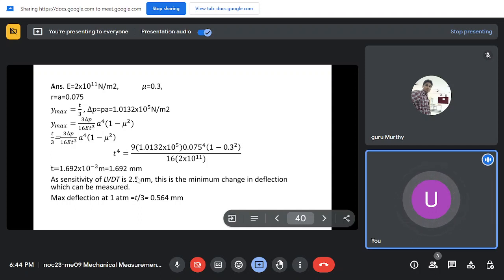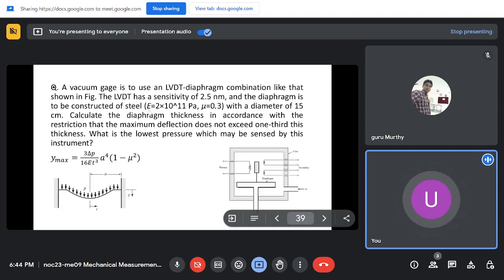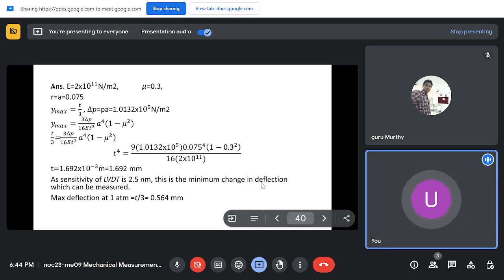Our sensitivity of the LVDT is 2.5 nanometer. That is the minimum change in deflection which can be measured. So this restricts the minimum change in deflection which can be measured. The maximum deflection at 1 atmosphere equals T by 3. So T is 1.692, and that divided by 3 is 0.564 millimeter.